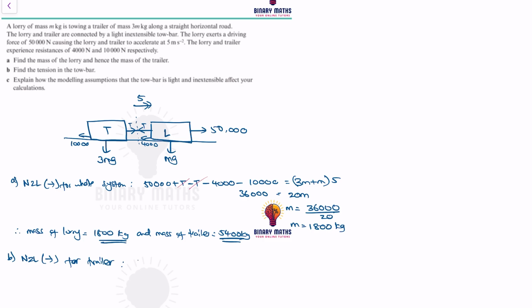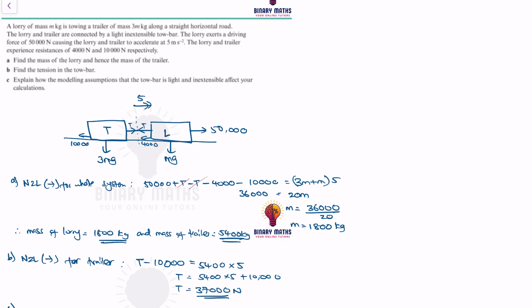Then we know T minus 10,000 must be equal to the mass of the trailer, which is 5,400, times the acceleration, which is 5. So tension will be equal to 5,400 times 5 plus 10,000. Tension works out to be 37,000 newtons.